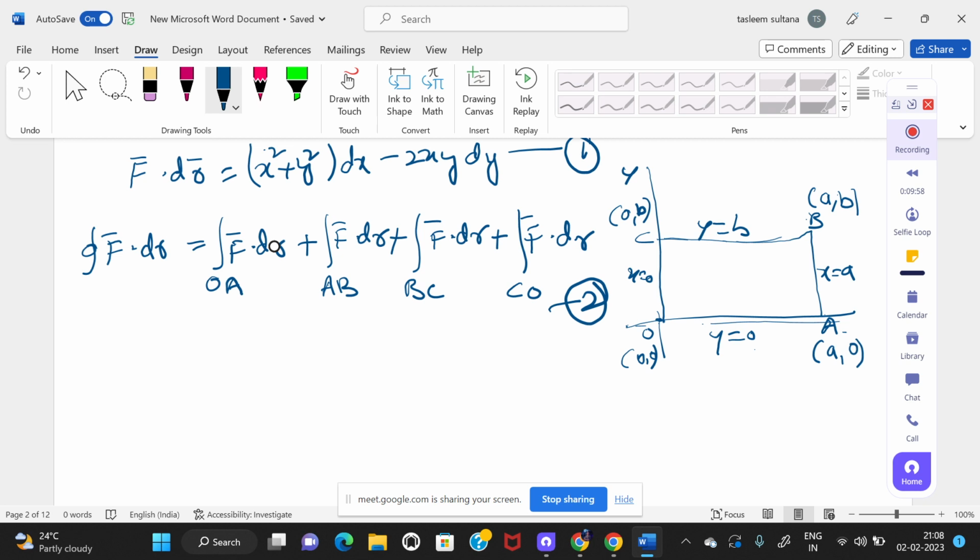When you are moving along the line, we need this, this, this, this. You have to travel all these lines. After getting the result for each of those lines, when you add them, that will give you the total work done for your rectangle. Did you get it now? Yes, ma'am. Good. Now first we'll move along the line OA.